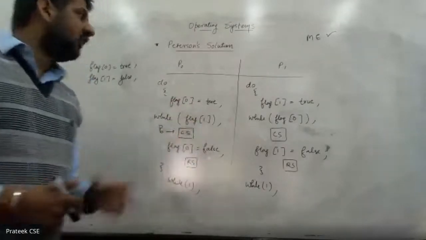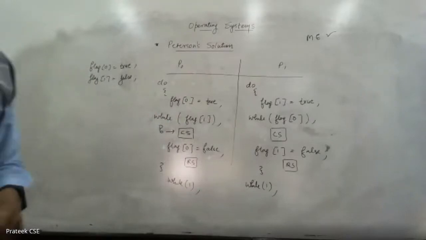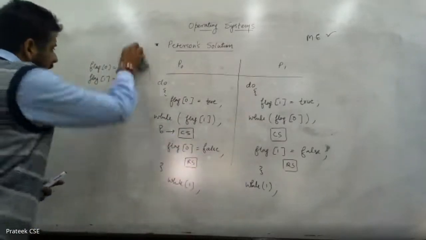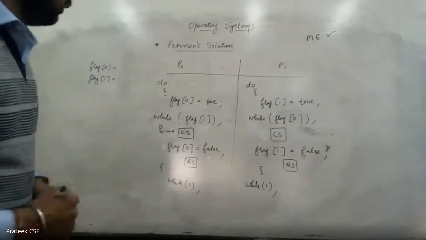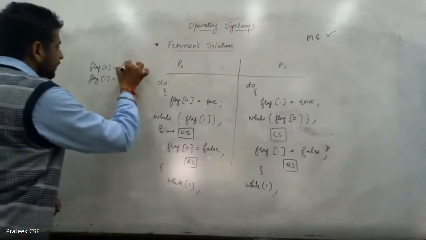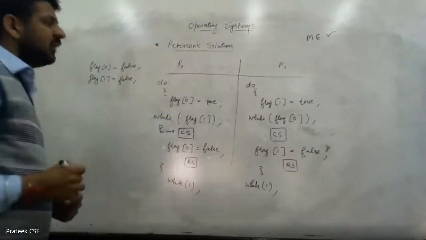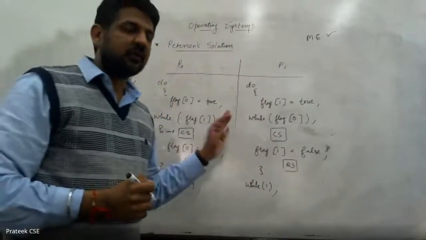Now what is the problem with this particular solution? So let's just discuss that. तो वो वाली प्रॉब्लम हमारी इसमें सॉल्व हो गई है, जहाँ पे एक प्रोसेस जितनी मर्जी बार जाना चाहे वो एंटर कर सकता है क्रिटिकल सेक्शन में, even if the other process is not interested to enter the critical section.